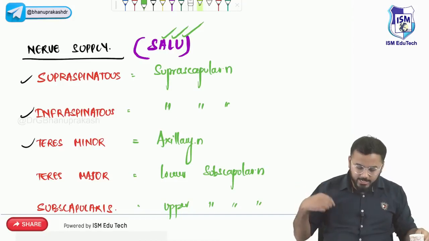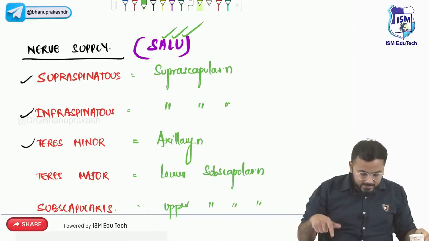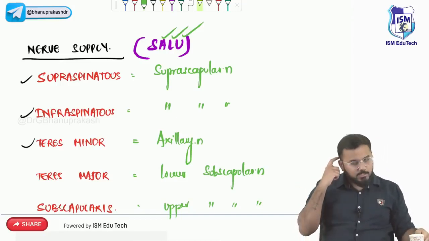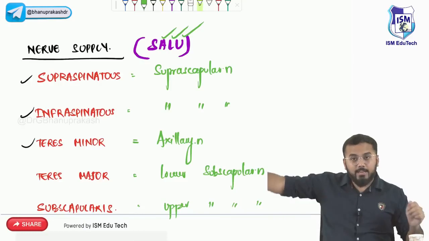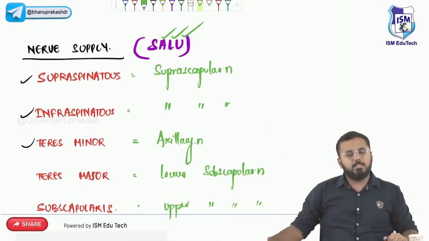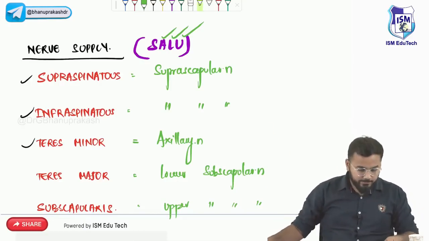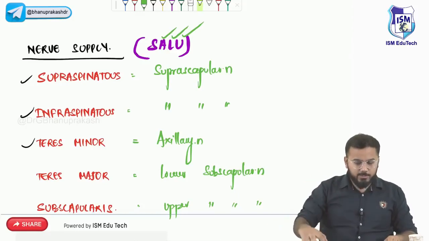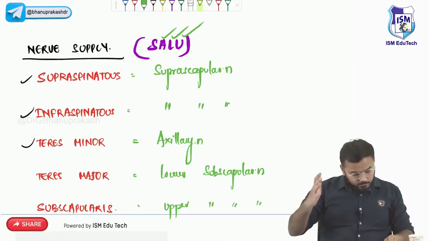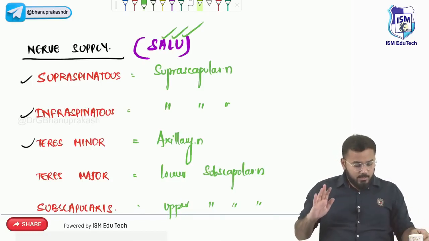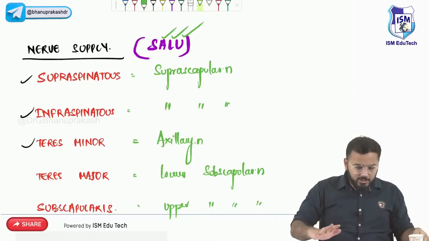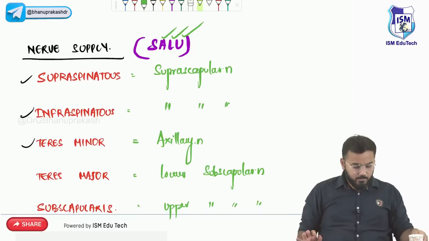Yes, Shashi is telling axillary also supplies deltoid. Yes, Shashi, it is right. I will tell you later on those things. Naresh is telling that 15 to 90 degrees is deltoid. Very good, Naresh. It is right. When I'll be discussing specifically about deltoid later on, I'll tell you, but that is not that important for you to remember. Whatever I'm teaching you would be enough for you.